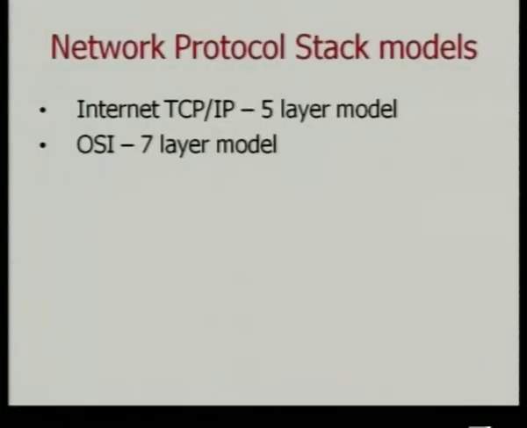Before the break we were just looking at how data flows in a layered stack model. So now what we are going to look at is two different stack models which are commonly used in networks. In fact, one of them is very commonly used and the other is a standard which was proposed right at the beginning. So the two stack models that we are going to look at are the Internet TCP/IP 5-layer model and the OSI 7-layer model.